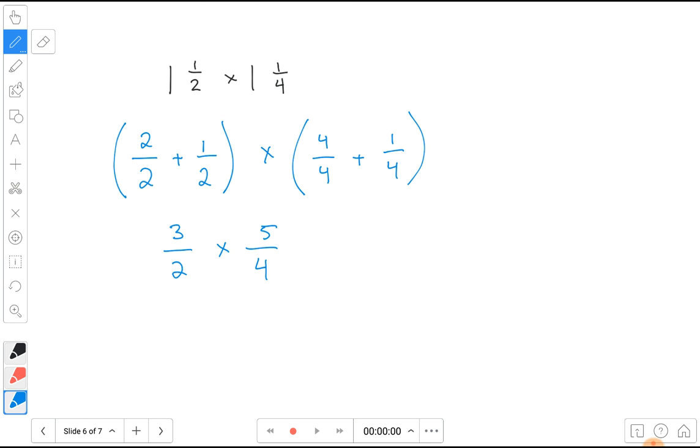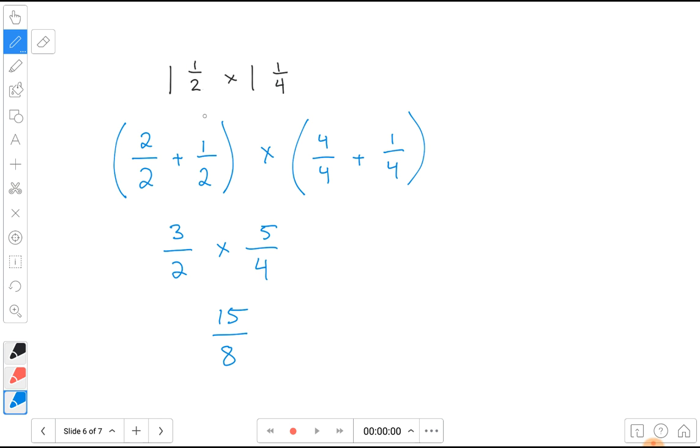What we'll do here is now multiply. 3 times 5 is 15. And 2 times 4 is 8. So we're not going to leave it as an improper fraction. Though this is the answer, we want to put it back into a mixed number.